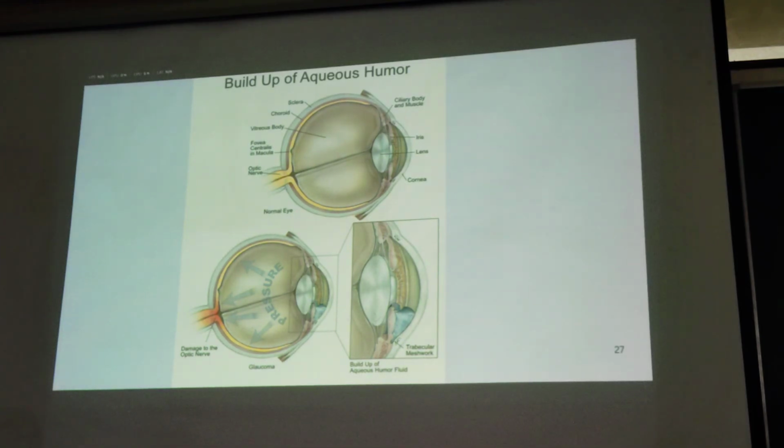As we can see in the above diagram, first is the cornea, then the iris, along with the lens and the ciliary body and muscles. And in our below diagram, there is a trabecular meshwork.